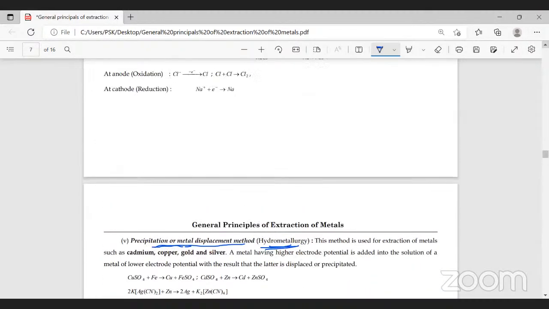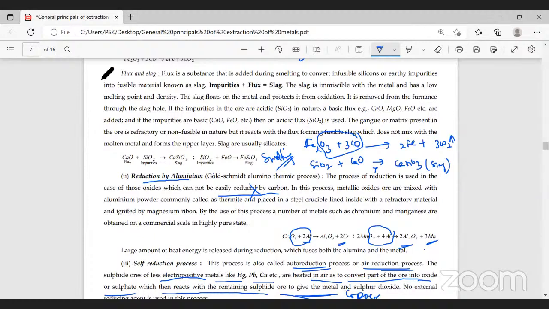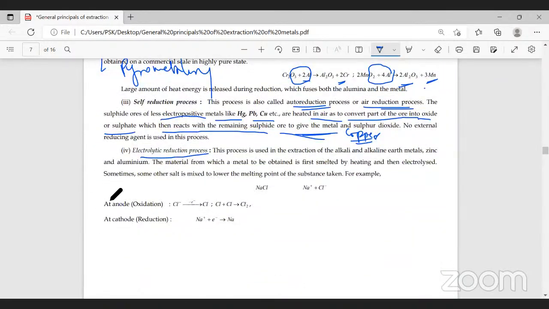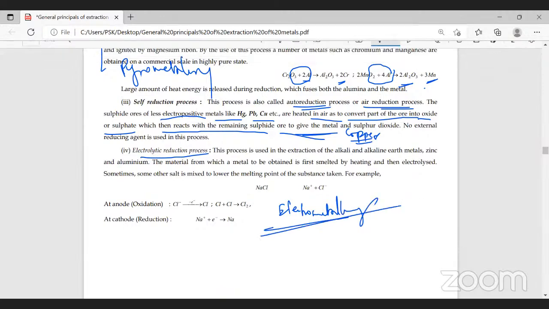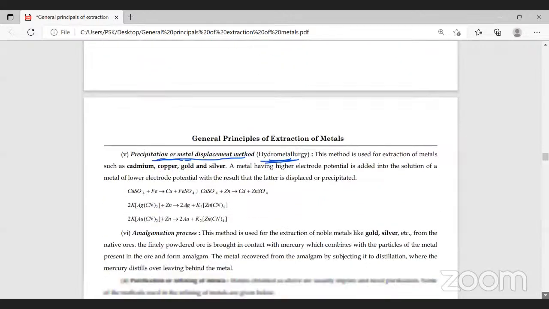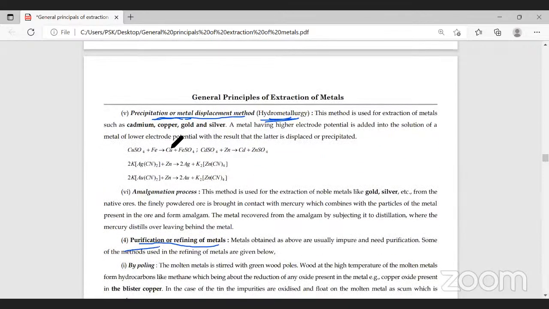We have pyrometallurgy. What we learned here is called pyrometallurgy. Pyro stands for high temperature. All this, including self-reduction, is pyrometallurgy. And this is electrometallurgy because we're extracting the metal using current. More electropositive metals will be extracted by electrometallurgy. Less electropositive metals will be extracted by pyrometallurgy. Noble metals are extracted by the displacement method, otherwise called hydrometallurgy.